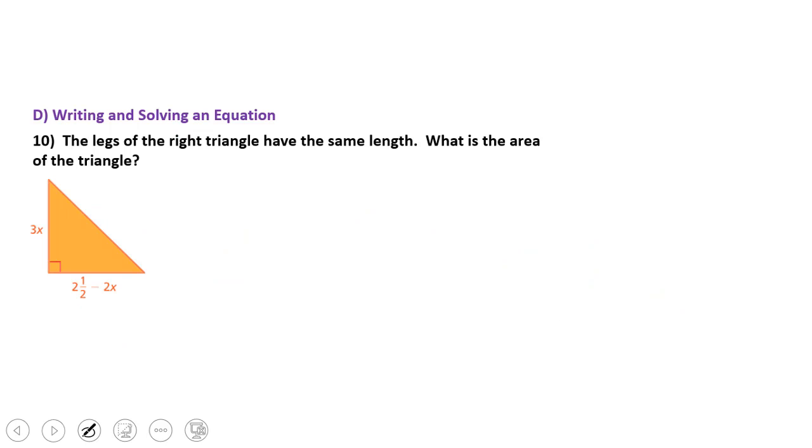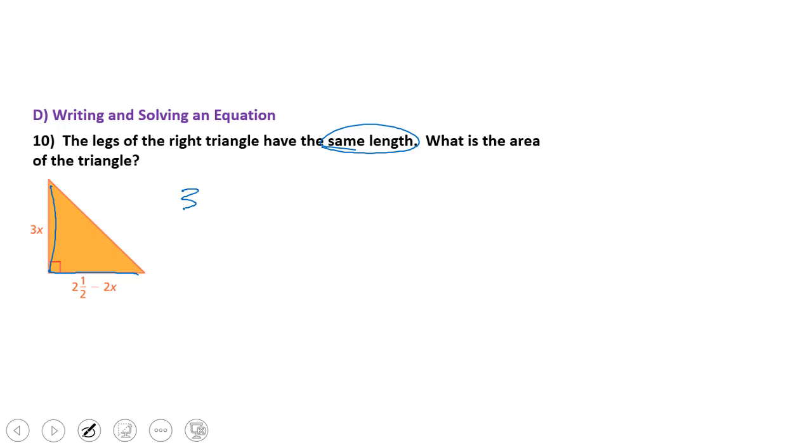Welcome to example 10, where we're going to write and solve some equations. It says number 10, the legs of the right triangle have the same length. What is the area of the triangle? Well, this only shows me two things that have any labels on them. So if you know anything about a right triangle, the two sides that form the right angle are the legs. They're technically called the legs. And we know they're the same length. It says so right here.